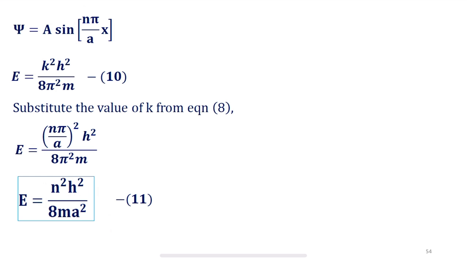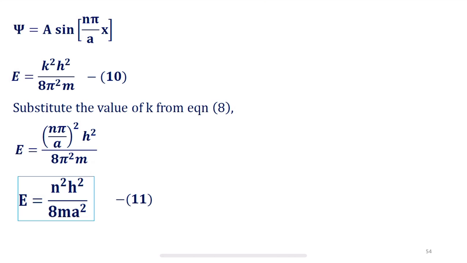Okay, so the expression for the eigenvalue of the energy may be obtained from equation number 3. If we go back and see equation number 3, then substitute this value, we get E equals k square h square divided by 8 pi square m. Substituting this value of k from equation 8, we get E equals n pi divided by a, the whole square, into h square divided by 8 pi square m. We can also simplify this and write it as E equals n square h square divided by 8 m a square, and let me call that equation number 11.